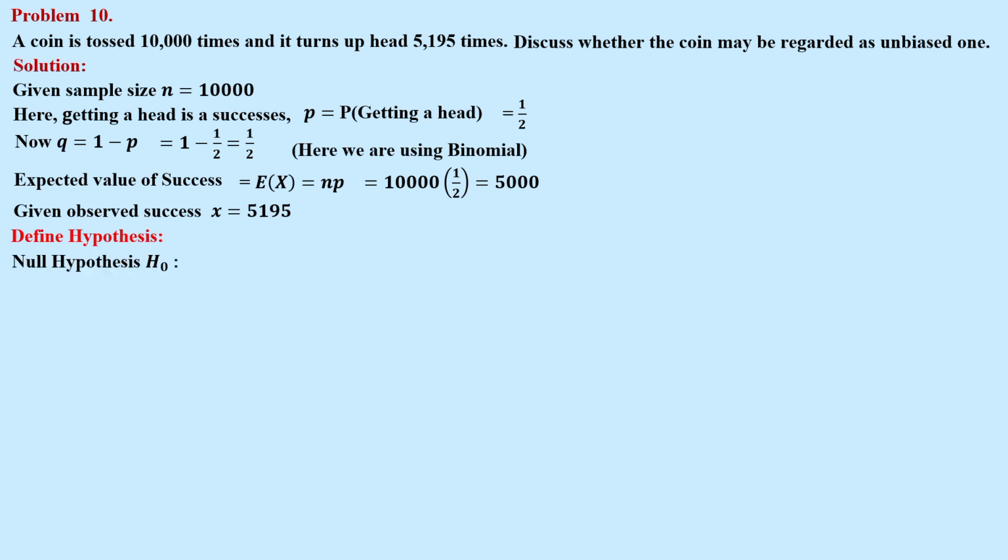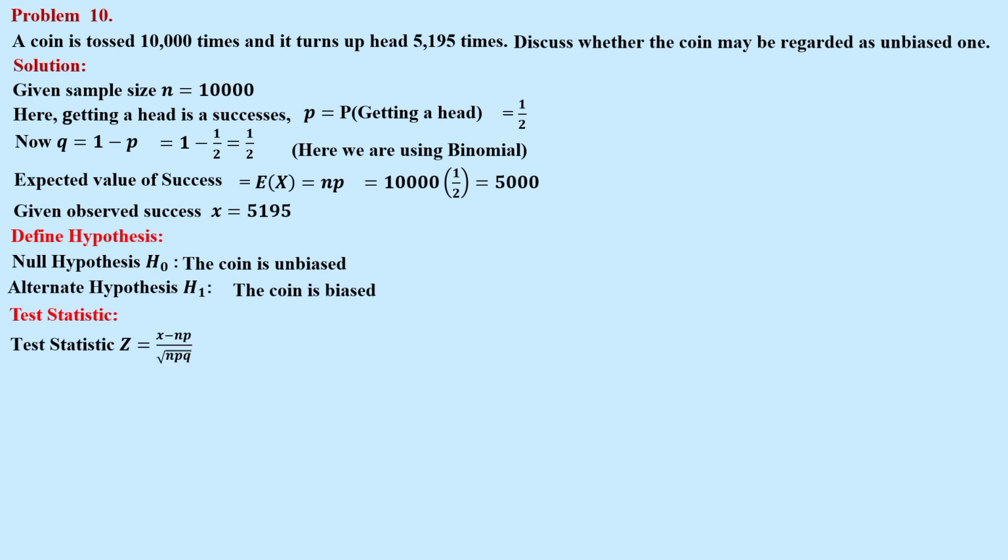Define a hypothesis. Null hypothesis H0, that is the coin is unbiased. Alternate hypothesis, the coin is biased. Test statistic, Z is equal to x minus np by root npq. Substituting the values, 5195 minus 5000 by root of 10,000 into 1 by 2 into 1 by 2, that is equal to 195 by 50, that is equal to 3.9. Calculated value of Z is equal to 3.9.